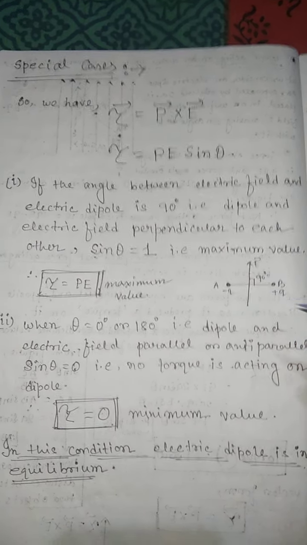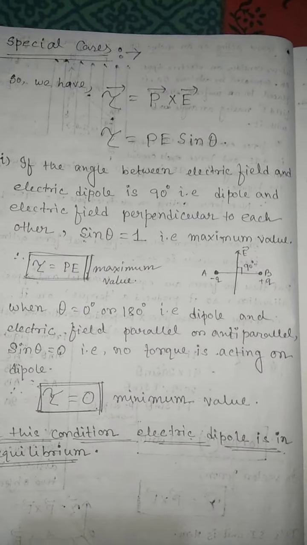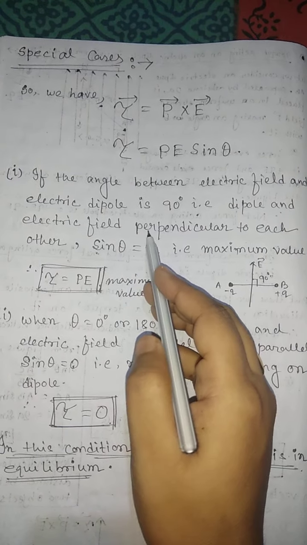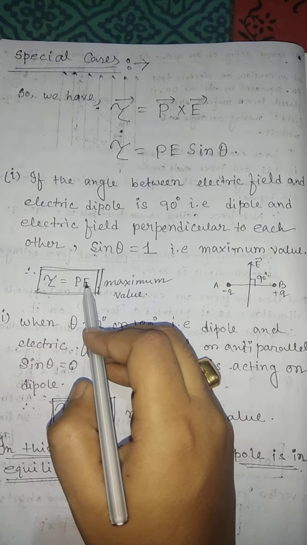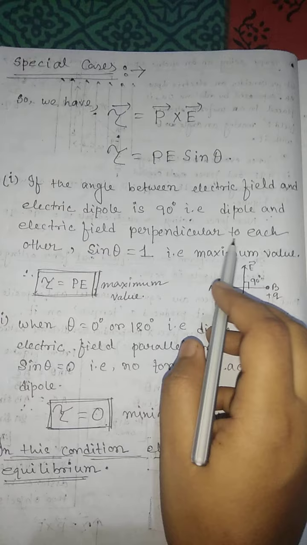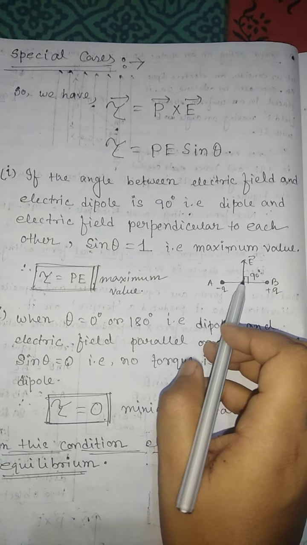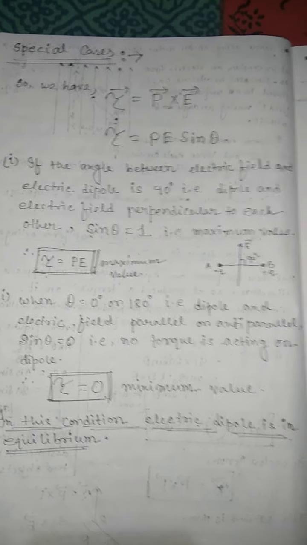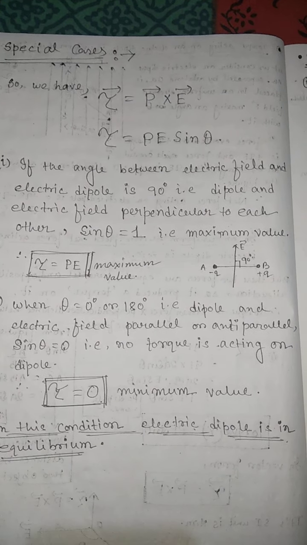If the angle between the electric field and the electric dipole is 90 degrees, that means they are perpendicular to each other, then sin theta equals 1, because sin 90 is 1. Then tau equals PE. This is the maximum value. So the torque is maximum when the dipole and the field are perpendicular.